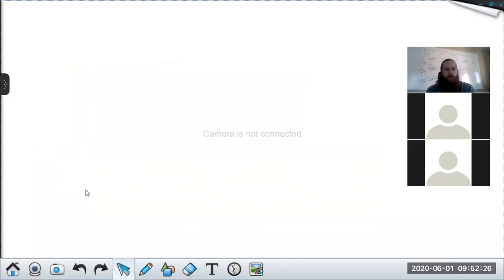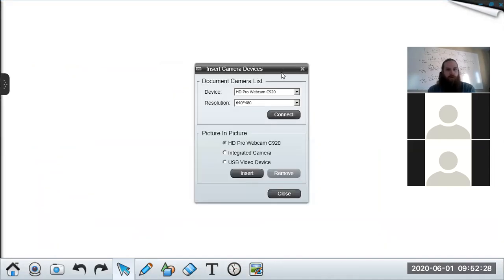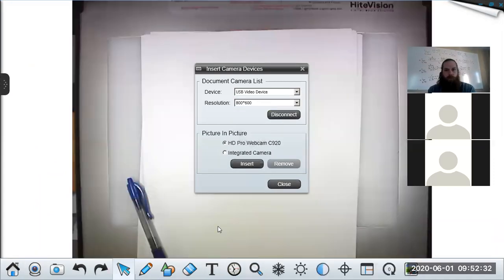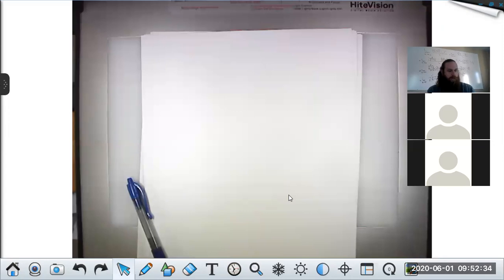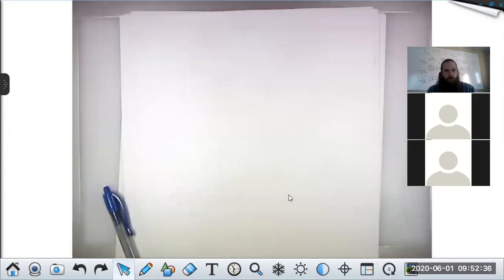What do you mean camera's not connected? Yes, it is. What? Well, I guess we can try that. Right.